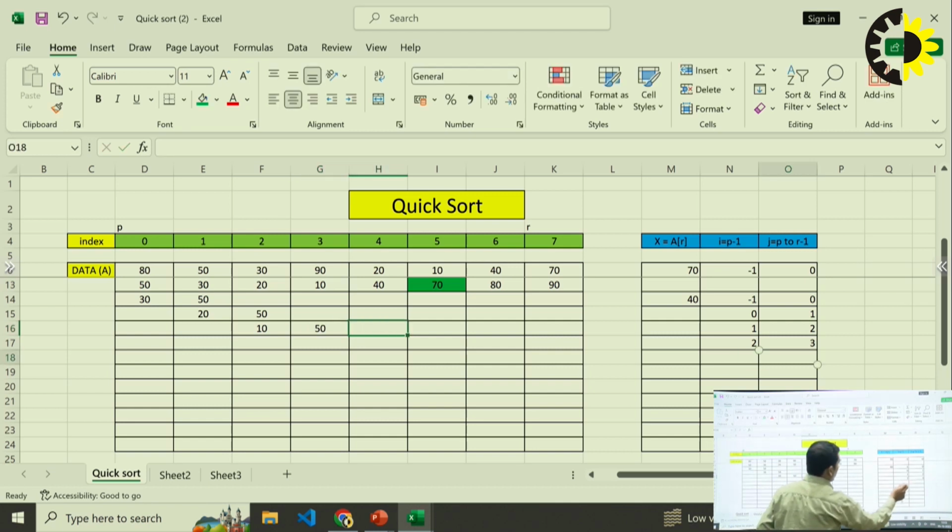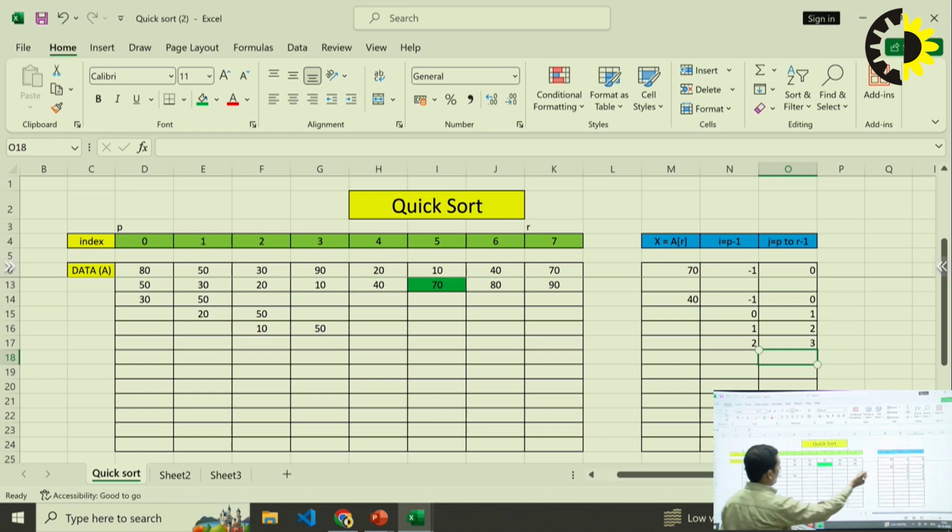Now what to do? Increment required? No. R minus 1. The last index was 4, and 4 minus 1 is 3. So we have reached its maximum limit. Now come outside the loop, and we have done.